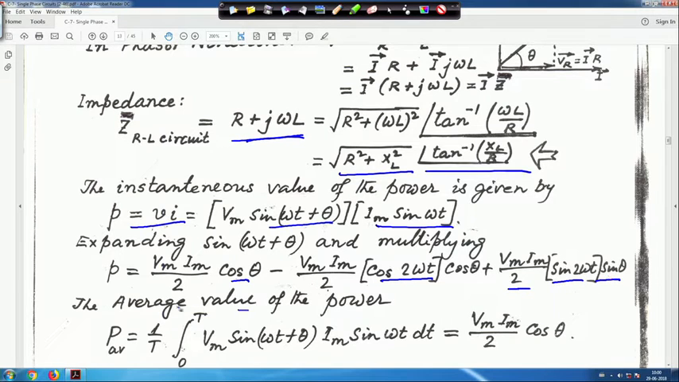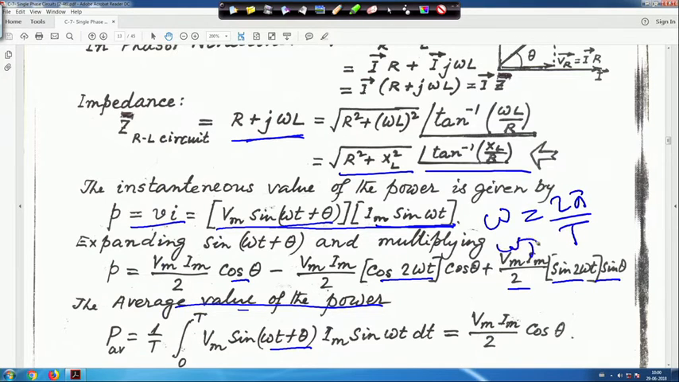Now, the average value of the power is 1 upon T, integral from 0 to T, of Vm sin(omega t plus theta) into Im sin omega t dt. We put this expression directly and integrate, using the relationship omega equals 2 pi by T, so omega T is equal to 2 pi. If you do so, the integral becomes Vm Im upon 2 cos theta. Cos theta is the power factor, which is the angle between the voltage and the current.